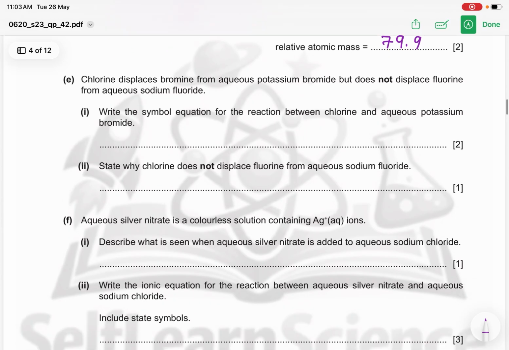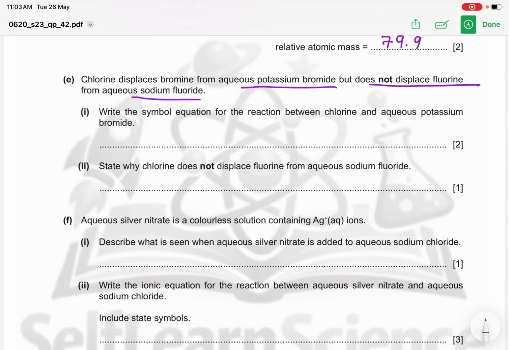Next is E. Chlorine displaces bromine from aqueous potassium bromide but does not displace fluorine from aqueous sodium fluoride. Write the symbol equation for the reaction between chlorine and aqueous potassium bromide.